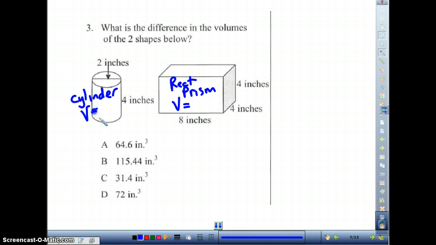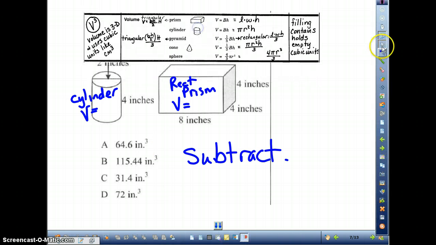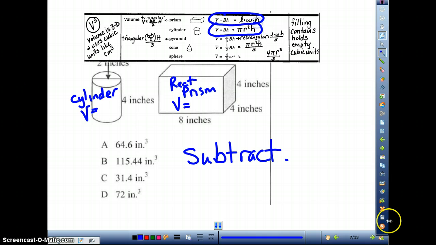Find a volume formula. They ask, what's the difference in the volumes? You're going to find the volumes of both of these, and then, last step, subtract to find the difference. Where are you going to find those volume formulas? Right here. Here's the volume formula for the rectangular prism. For the cylinder, here's the volume formula. Those formula charts really do come in handy, don't they?